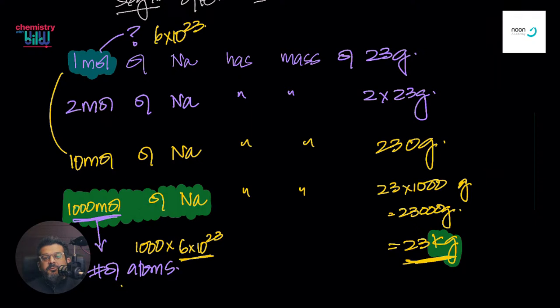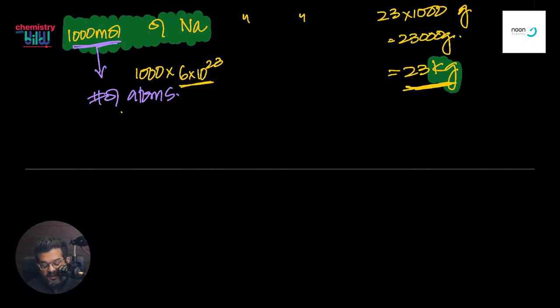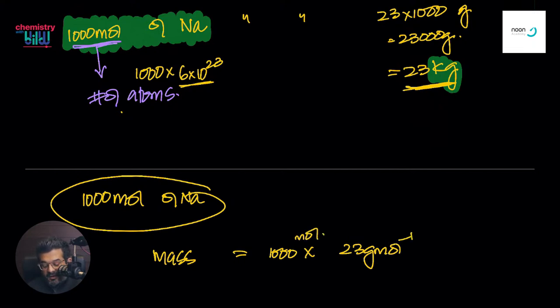And there's a connection between the number of moles of something. So there's a connection between the number of moles of sodium, the mass of sodium, and the molar mass. You see? How did we get the mass of 1,000 moles of sodium? We got the mass of 1,000 moles was 1,000 moles multiplied by the mass of 1 mole, basically. That's how we got it.